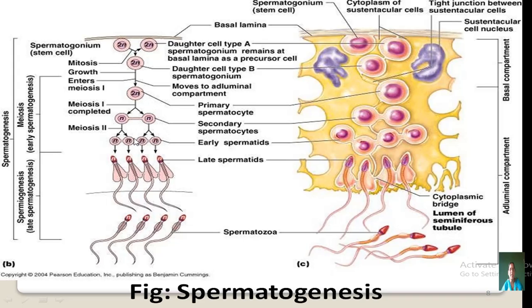All the cells are attached to each other with the help of cytoplasmic strands. These cells are not separated from each other. They are connected with each other with the help of cytoplasmic strands. Now, the spermatids undergo spermiogenesis.